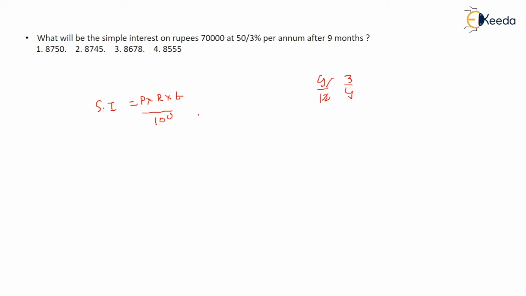Rate of interest is in front of you. You can simply calculate it: 70,000 into 50 by 3. Okay, let's keep it as it is, into 3 by 4, as we converted 9 months into years, right? So after doing this you can solve it. Just solving this entire thing, the answer comes out to be 8750.